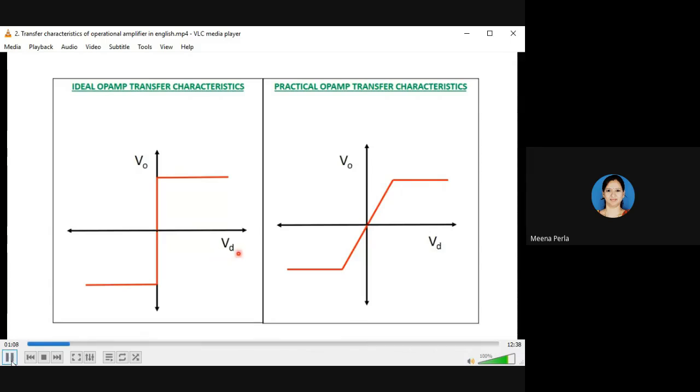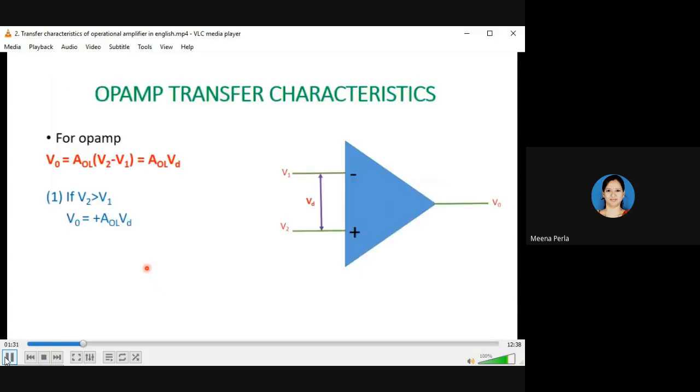Differential voltage VD and output voltage V naught. And as we can see visually, the difference between both of these is that there is a linear region present in the practical operational amplifier characteristics, and in the ideal operational amplifier there is no linear region present. So let us draw these characteristics one by one.